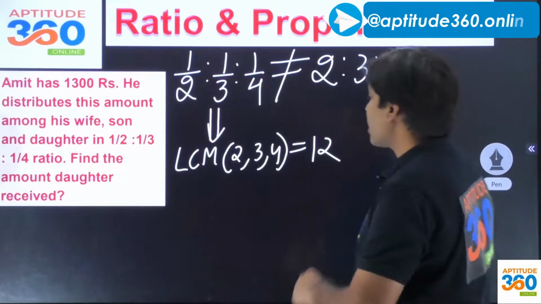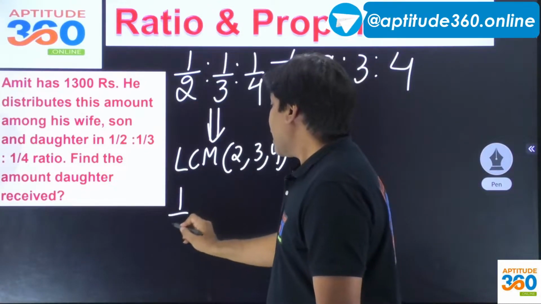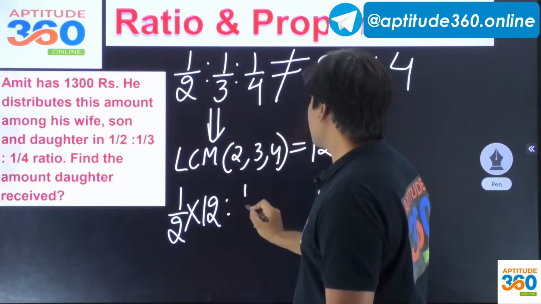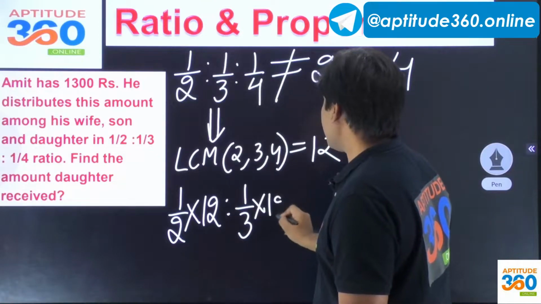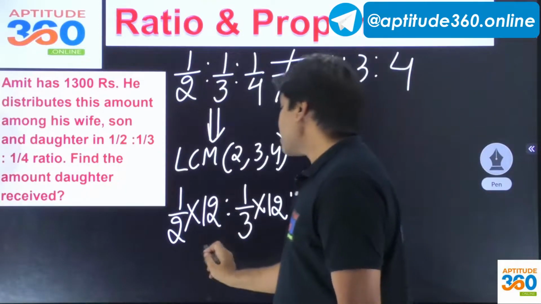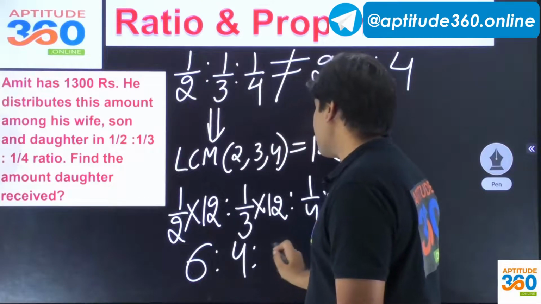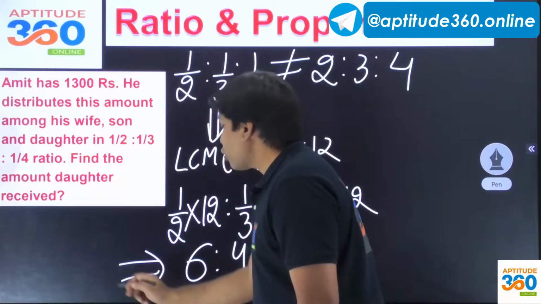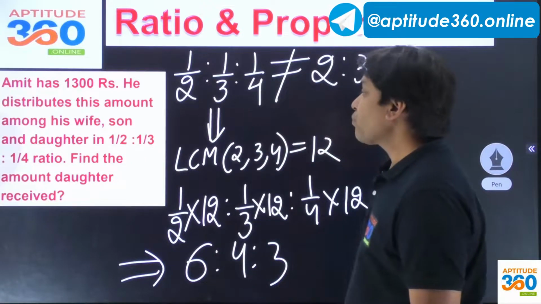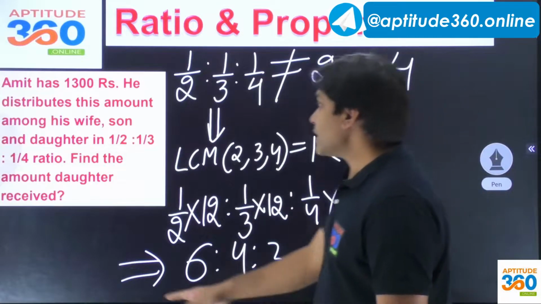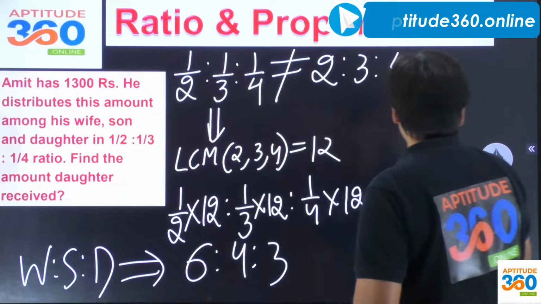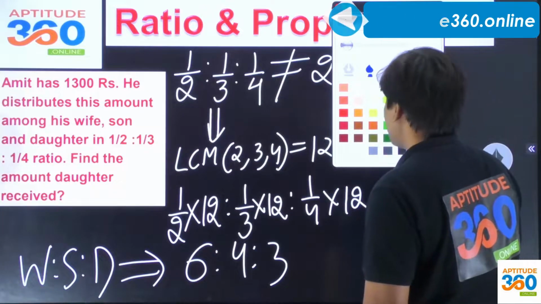And if this LCM comes out as 12, all the constituents must be multiplied by this value. So this is 1/3, and this comes out as 6:4:3. So this ratio is not 2:3:4, rather the ratio is 6:4:3. Now how much is the daughter going to get? Because this is wife to son to daughter, so the daughter obviously is going to get, you tell me how much.